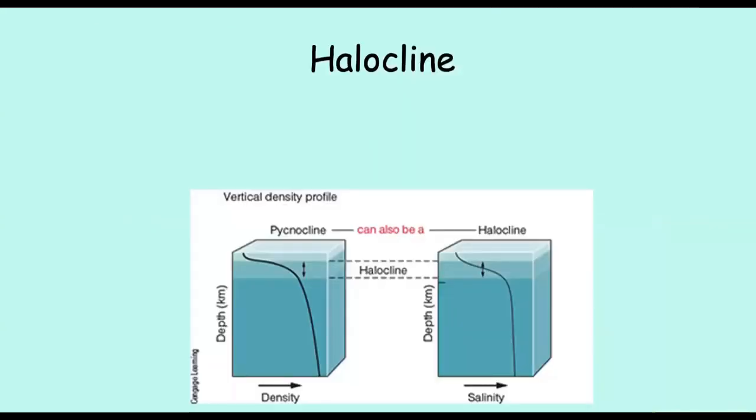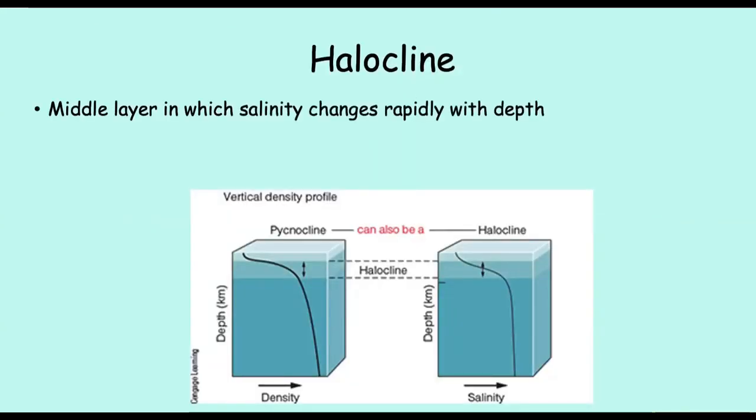And then we have the halocline. The halocline is the middle layer in which salinity changes with depth. Again, cline is change, halo is salt. It develops in shallow water near rivers because you have that fresh water meeting the salty ocean water.